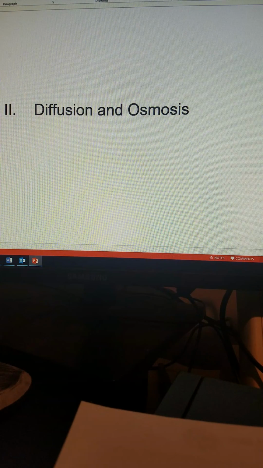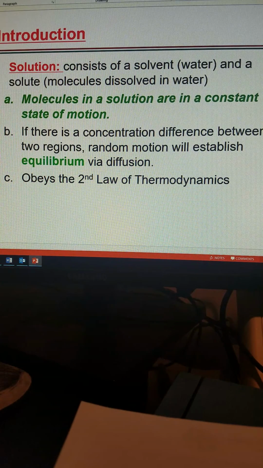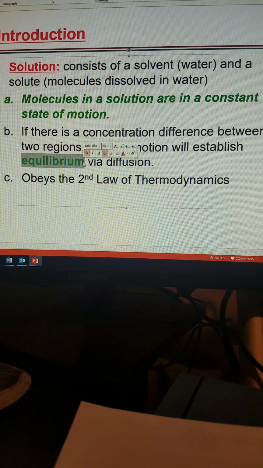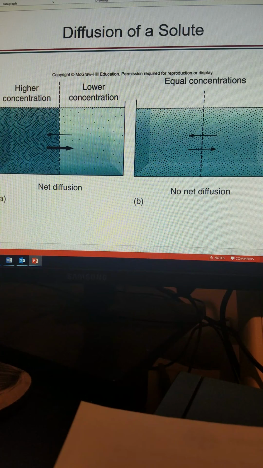Alright, diffusion and osmosis. First off, we have to start with what a solution is. When you're doing your experiments, you may throw these in your lab report as well. A solution consists of a solvent and a solute. And molecules, remember, if you took chemistry class, are always in a constant state of motion. They never stop, which means they're always trying to reach what we call equilibrium. And this is going to obey the second law of thermodynamics.